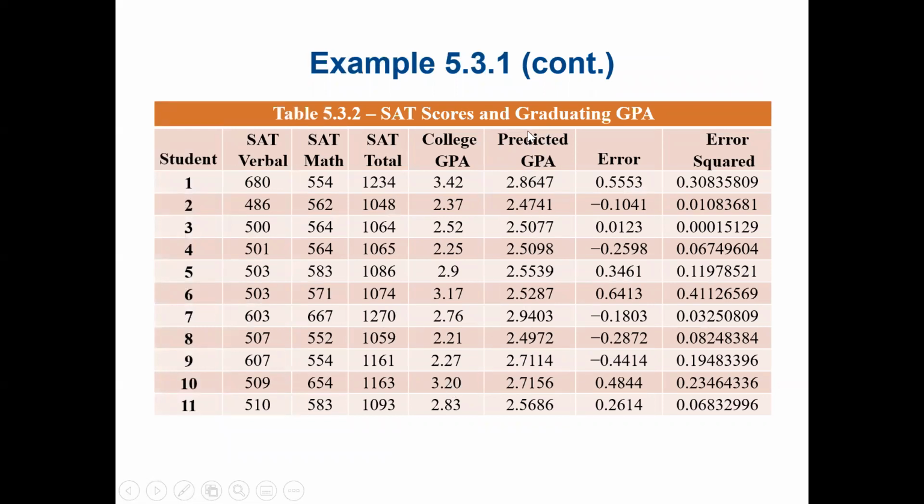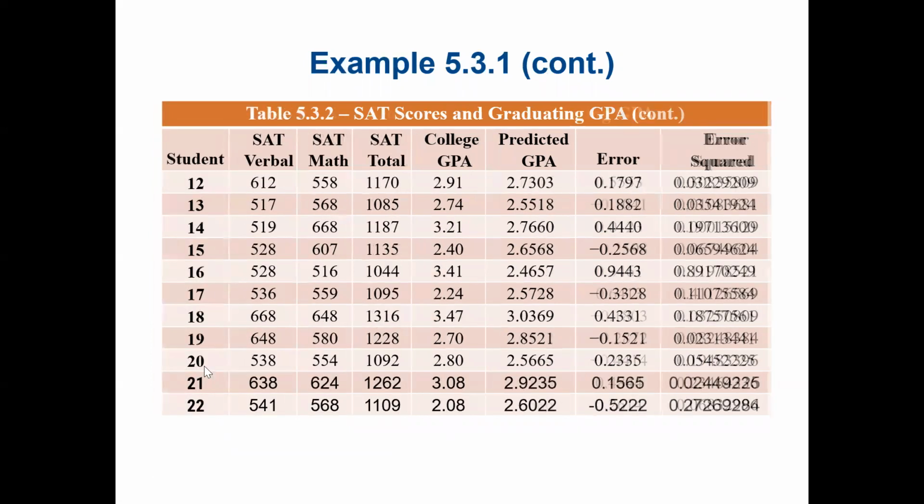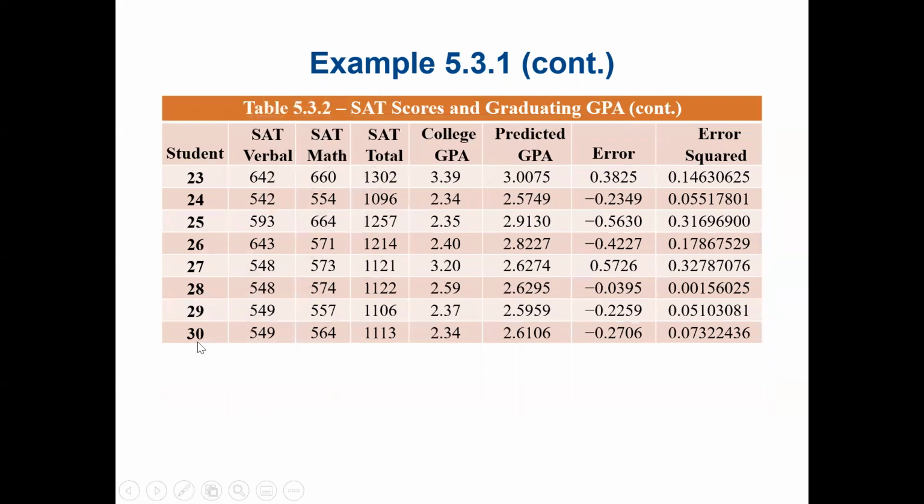In order to find the predicted GPA, we have to create a model. We will create a model based on the SAT score and their actual GPA. Since we know creating a model, we can't get it 100% correct. These are the errors that we generated. We square the errors also. So let's say this data is 22 students. We have up to 30 students here.